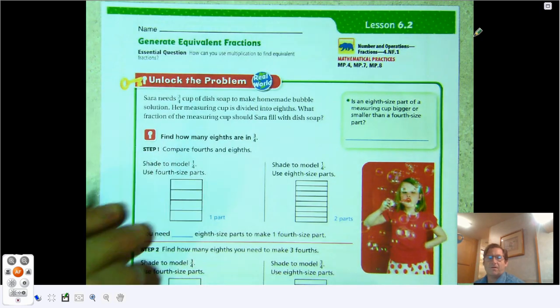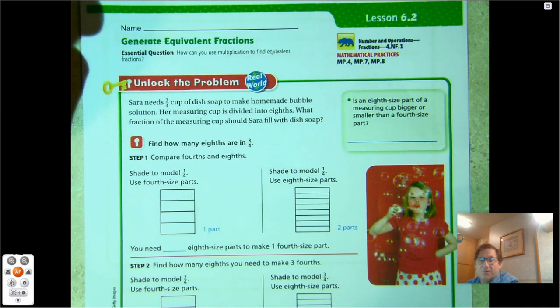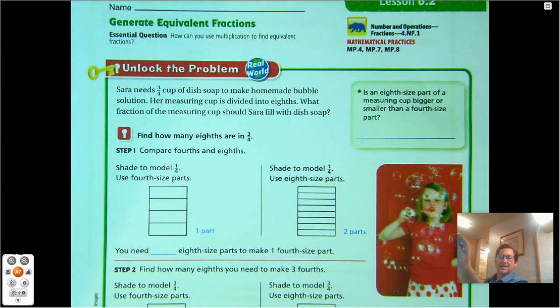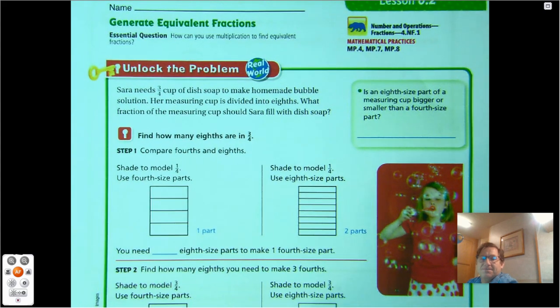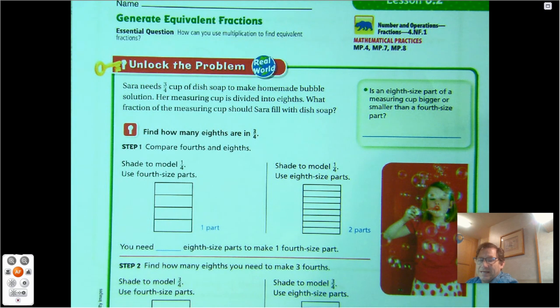Hello, everybody. All right, so we're going to continue with Chapter 6, Lesson 6.2, page 241, Generate Equivalent Fractions. And our essential question for this lesson is, how can you use multiplication to find equivalent fractions? Well, we introduced this idea in Lesson 6.1 as we were splitting the models in half and recognizing that, let's say, 3/5, if I multiply it by 2 over 2, then an equivalent fraction would be 6/10. So that's basically what we're doing today.